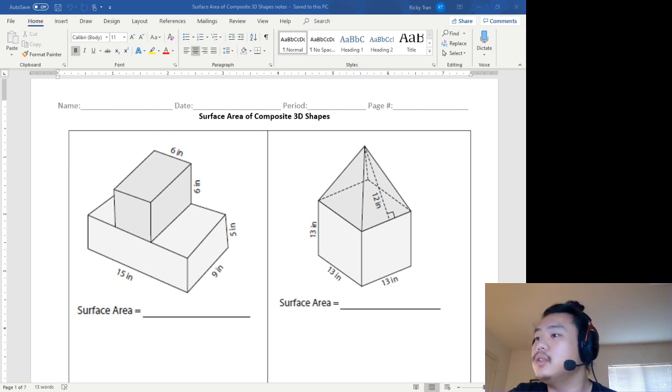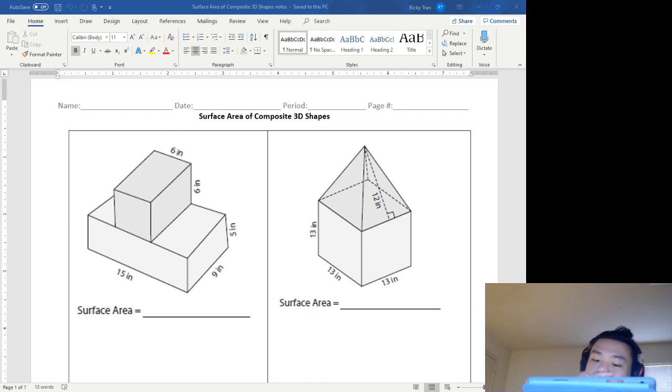Okay, everything is uploaded. All right, so let's begin. Today we're doing surface area of composite shapes. All right, composite 3D shapes. With surface area, when it comes to this, you have to understand that you're not just taking the two shapes, finding the total surface area of both, and adding them together. No, you actually have to look for the pieces that you need.